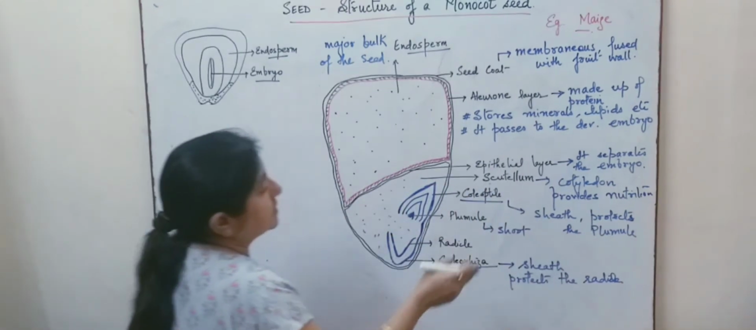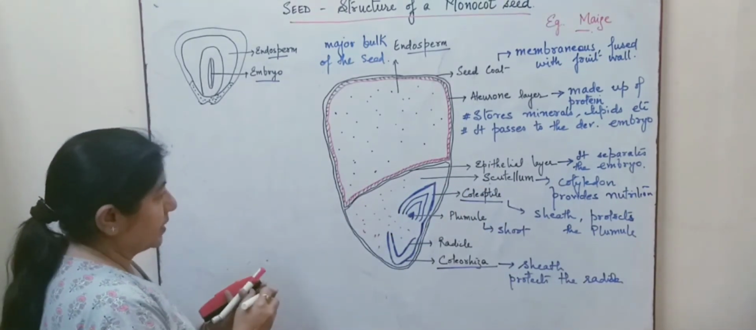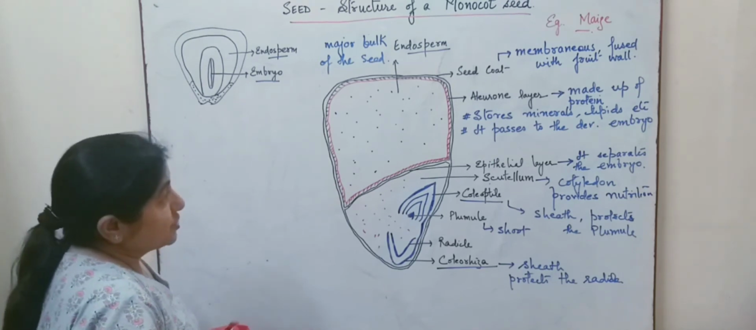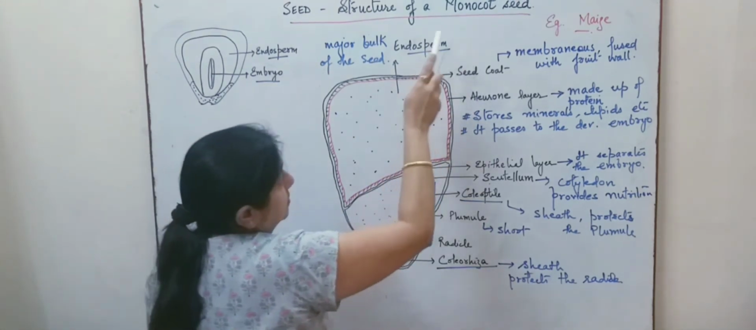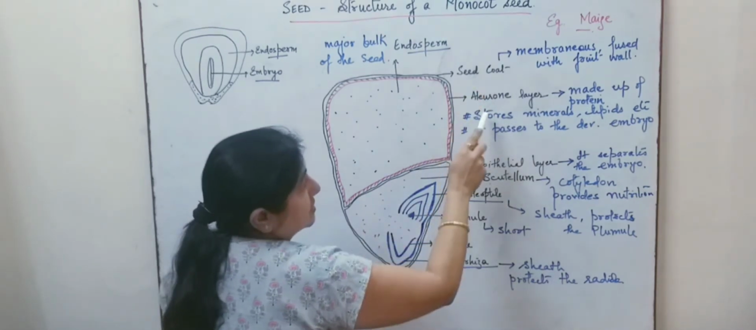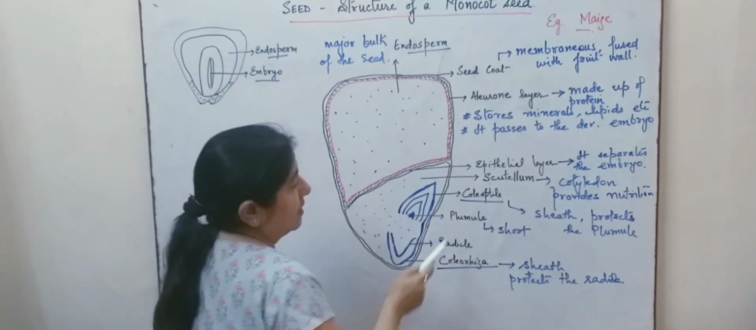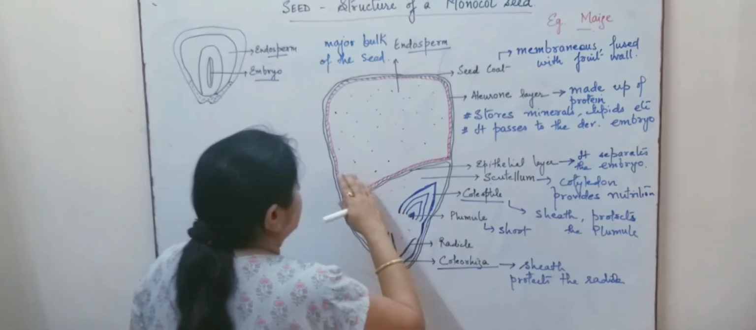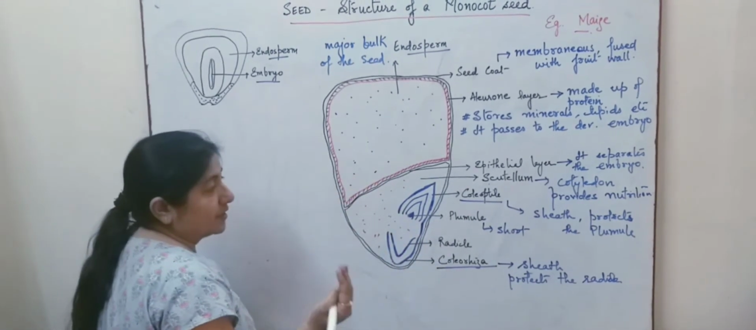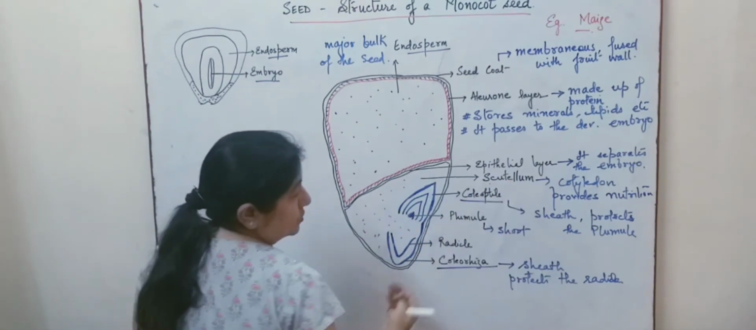Now, as you can see over here, the important structures differ. That means the dicot seed does not have the aleurone layer, the coleoptile, the coleorhiza, or the scutellum. So here we find that there is only one single cotyledon-like structure which is known as the scutellum.